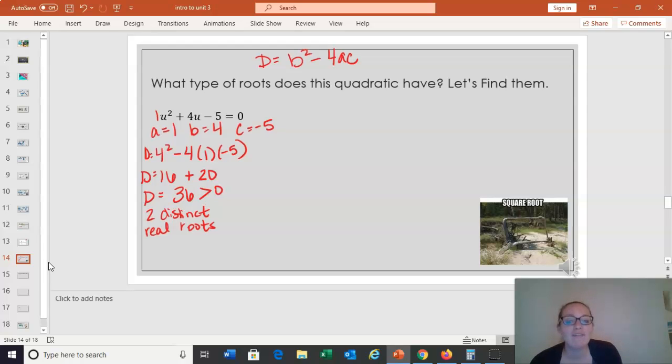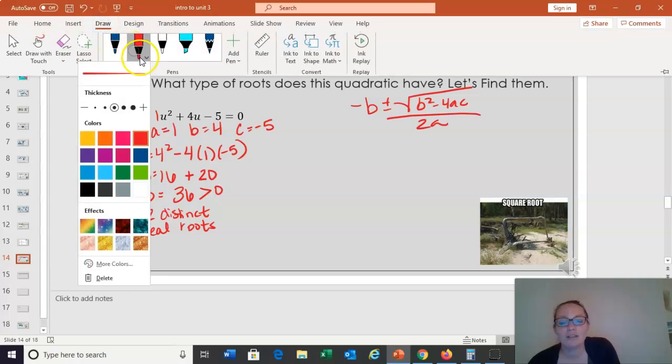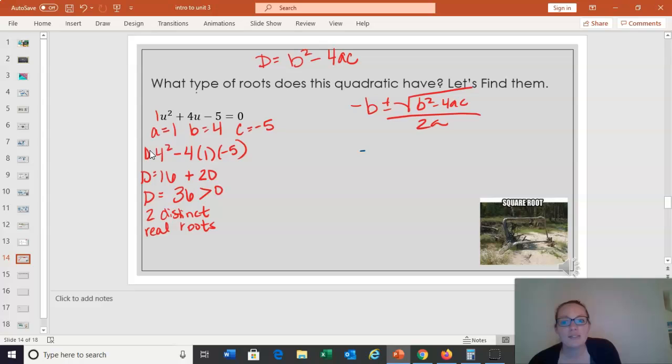Plus, we already have the value under the radical. So remember, the quadratic formula is this. So let's plug in, I'm going to get a different color. So B is 4. We already know this, the discriminant, is 36. I'm just going to put that in there. And over 2. All right. The square root of 36, that's 6. That's beautiful.